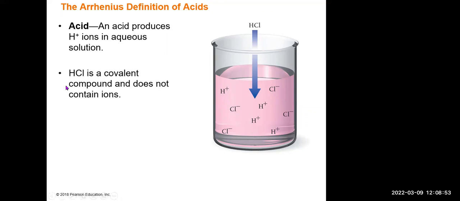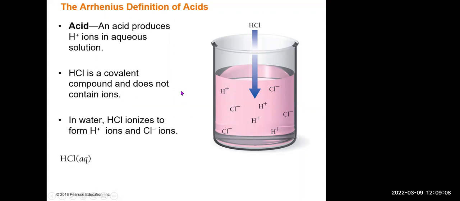Okay, so again, HCl is a covalent compound and does not contain ions. In water, HCl ionizes to form H+ ion and Cl negative ions. So the equation for this process is written as HCl(aq), which means you put HCl in water. Once you put that in water, the water will separate the H+ from the Cl negative, or separate the H atom from the Cl atom. And as a result, we have two ions.